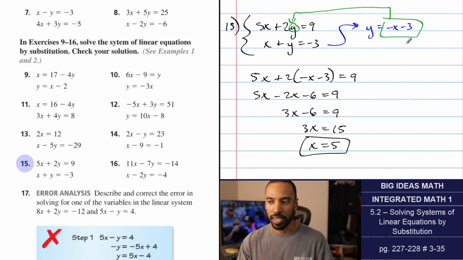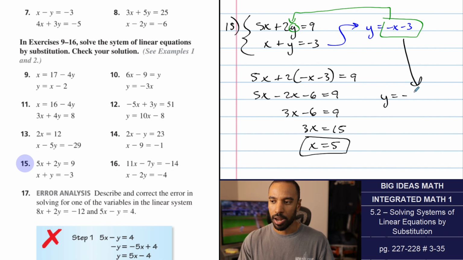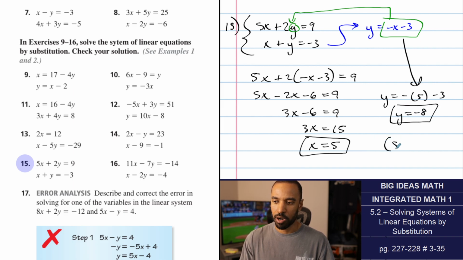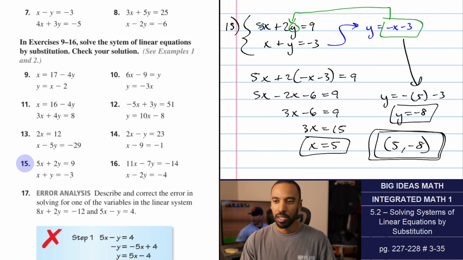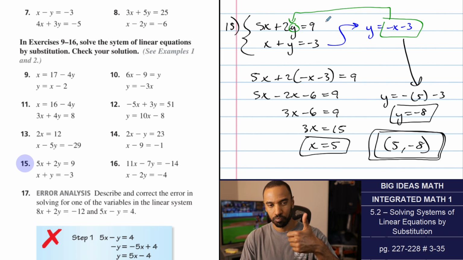Now, we haven't solved for y yet. I can use this equation. I know they like to use original equations, but I want to substitute just that 5 right here. -5 minus 3, that's -8. We'll do a double check on this, but our ordered pair is 5, -8. Again, top equation, or bottom equation, 5 plus -8 is -3. Cool. 5 times 5 is 25. 2 times -8 is -16. 25 minus 16 is 9. 9 equals 9. Works.